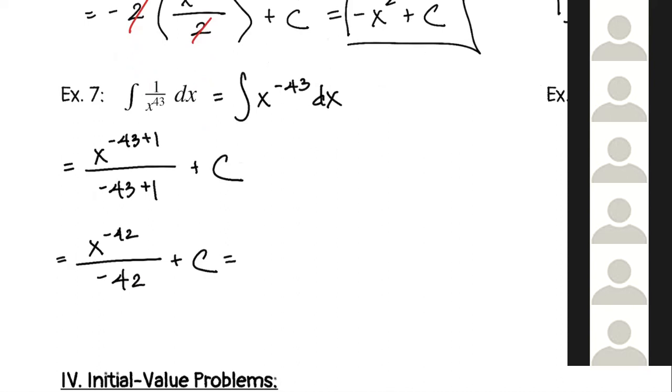Right? What are some ways we can write this? Negative 42 over x. All right, what are our thoughts on that? Negative 42 over x plus c. Valid, not valid? What are our thoughts?